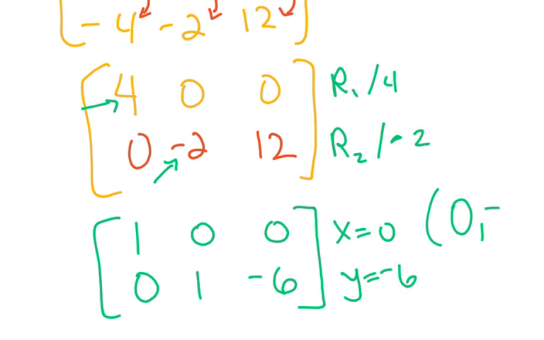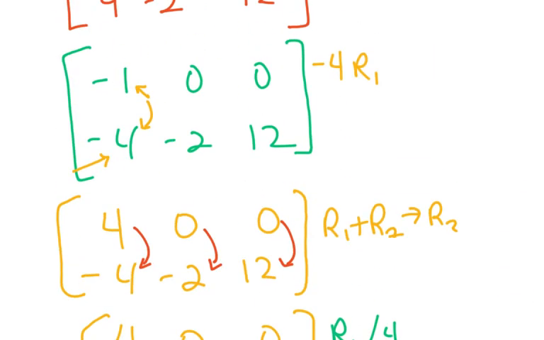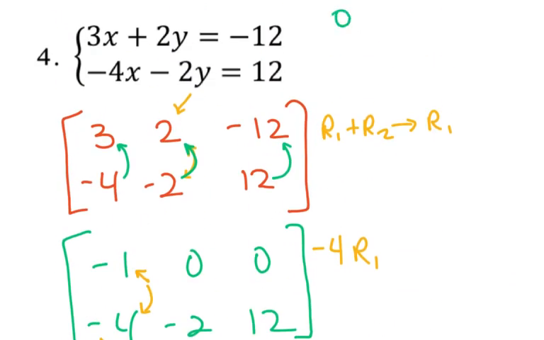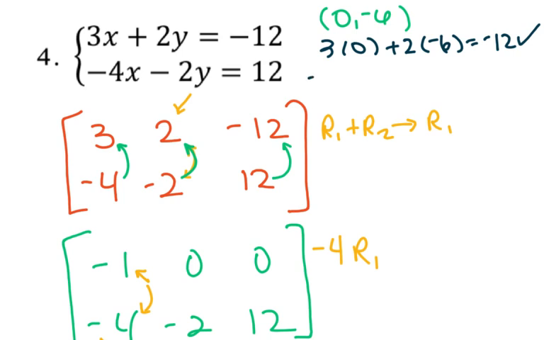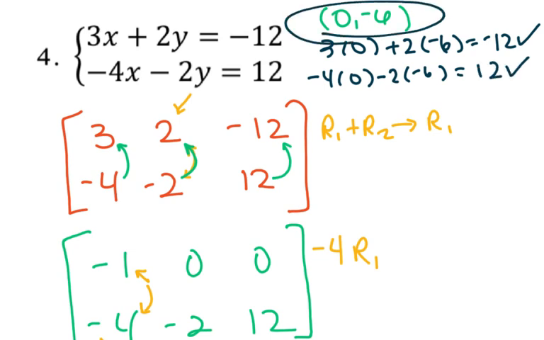My ordered pair is 0, negative 6, which means that if I plug it back in up here, it has to work in both equations. So 3 times 0 plus 2 times negative 6, that's going to be 0 plus negative 12 equals negative 12. That works. Negative 4 times 0 minus 2 times negative 6, that's 0 plus 12 equals 12. That works. So I know that my answer is correct.